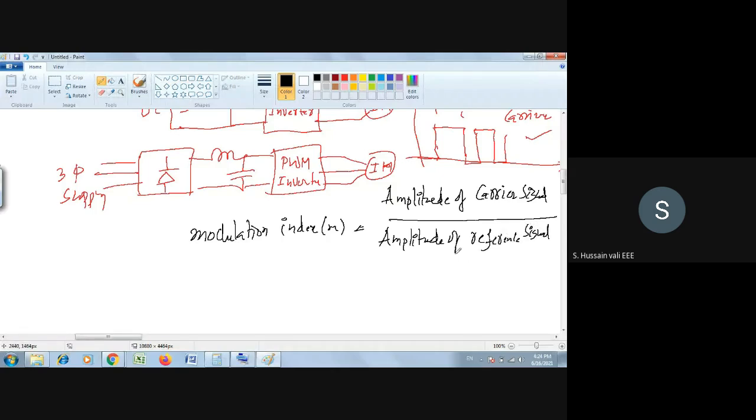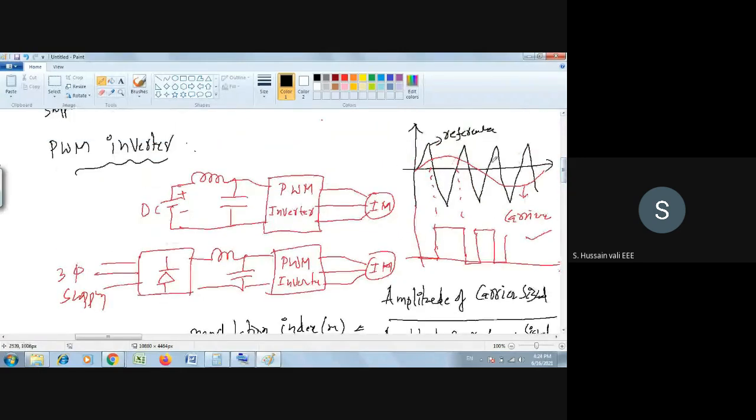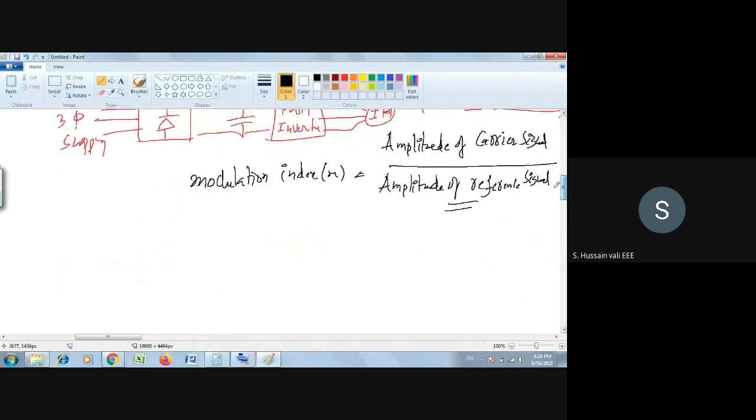Now the amplitude of the reference signal is always constant. That is, this reference waveform, the black color waveform, is fixed always. So we can say that M is proportional to the amplitude of the carrier signal, because the denominator is a fixed one. So we can write directly like this equation. This way we control the modulation index. Then we can easily control the output of the inverter.